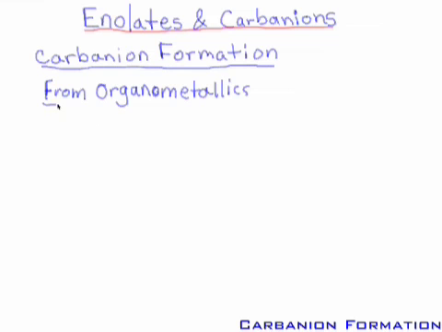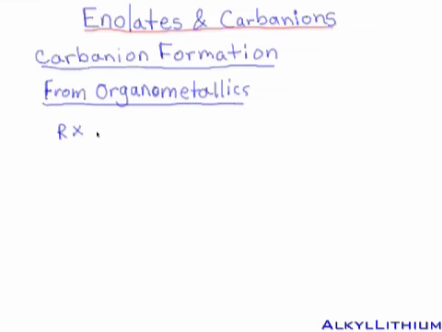Now, we've covered several different types of organometallics. We can take alkyl halides such as RX and react it with two lithiums in ether and make R-lithium, an alkyllithium reagent, plus LiX. Of course, X can be chloride, bromide, or iodide.